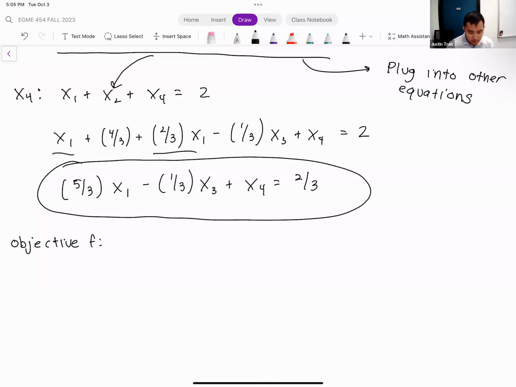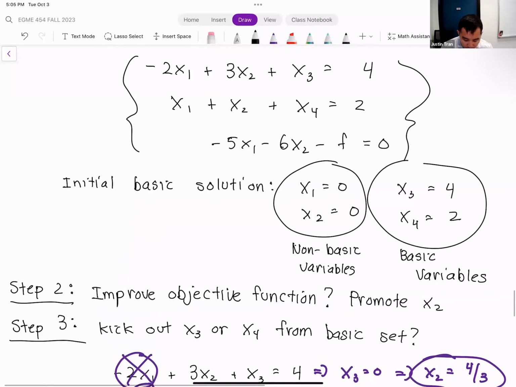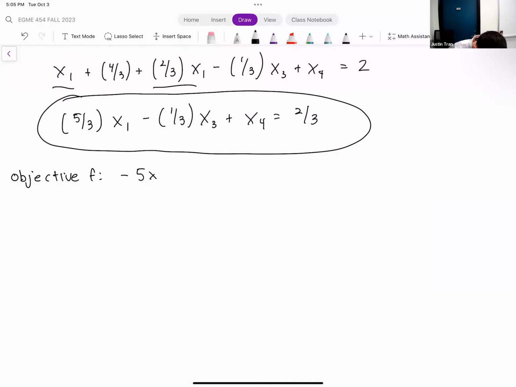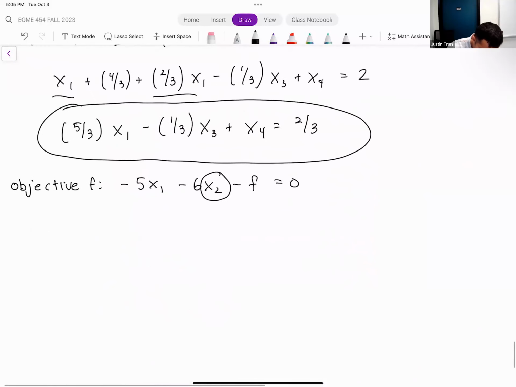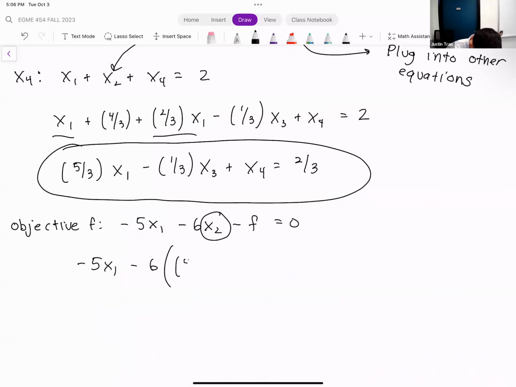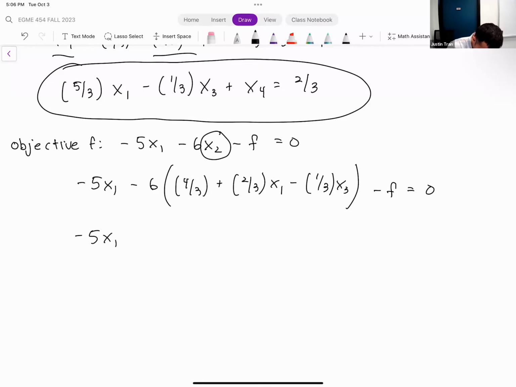And finally, we're going to do the same thing for our objective function. Let's look back at it. Our objective function is minus 5x1 minus 6x2 minus f. We're going to plug in for x2. We have minus 5x1, that's the same, minus 6 times 4/3 plus 2/3 x1 minus 1/3 x3, minus f equals 0. So minus 6 times 4/3 is minus 8, minus 6 times 2/3 x1 is minus 4x1, and minus 6 times minus 1/3 is 2x3.